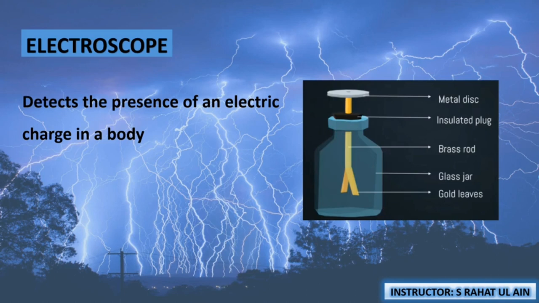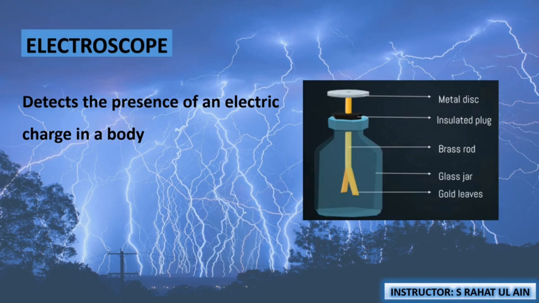So, this electroscope has a metal disc, insulator plug, brass rod, glass jar, and gold leaves. It may be of aluminum. So, if an object is charged and you bring it near the electroscope, there will be a repulsion in the leaves. Let's say the object was negatively charged, and when I bring it near, the electrons on the metal rod will repel with the electrons on the object, and all the electrons on the metal rod will go down here.